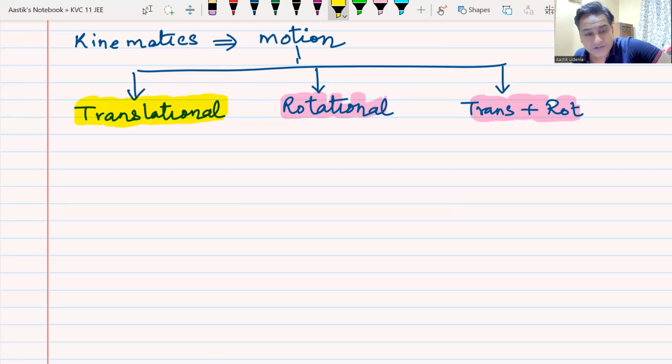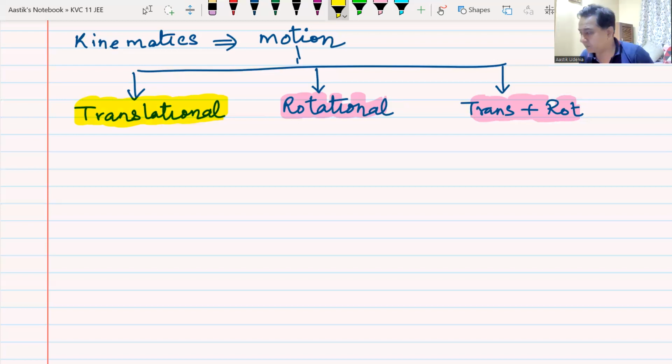What we are going to study now is pure translational motion. Do we understand this? So basically what we are going to study now will be motion of a car, motion of a cycle, bus, vehicle, blocks. The entire block, the entire bus, entire car, entire cycle will move as one body.